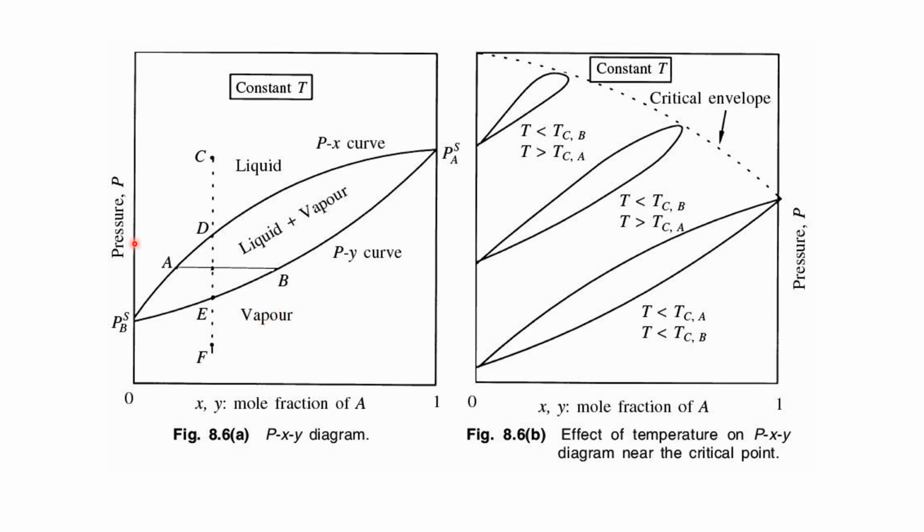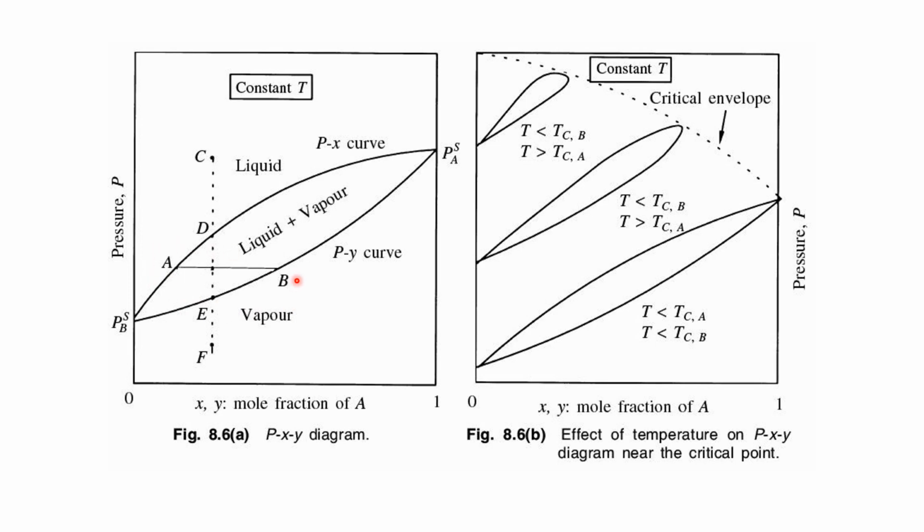Here we are going to plot the graph between pressure and xy, that is the mole fraction, the composition of the liquid and the vapor. We consider points A and B for the components, and we get an upper curve and a lower curve. The upper curve represents the Px curve, that is the boiling point curve, and the lower curve represents the Py curve, that is the vapor curve, which represents the dew point curve. And then here also some general points, that is C, D, A, B, E, F. C represents the liquid state, D represents the boiling point, the bubble point state, E represents the dew point, and F represents the vapor, and AB represents the tie line.